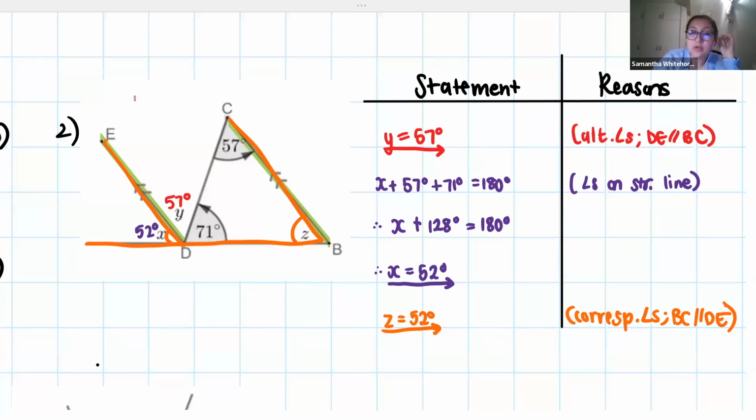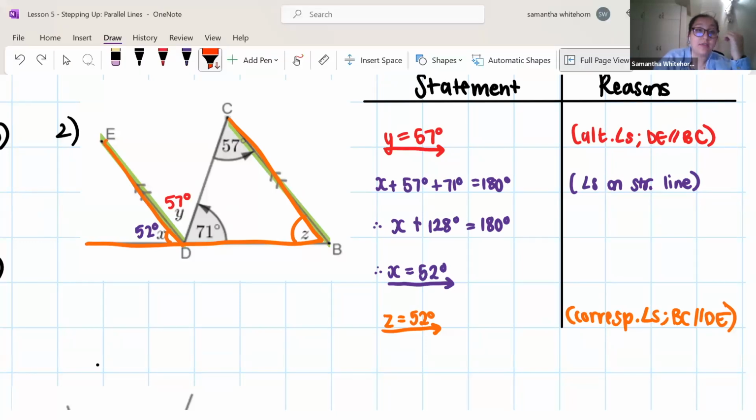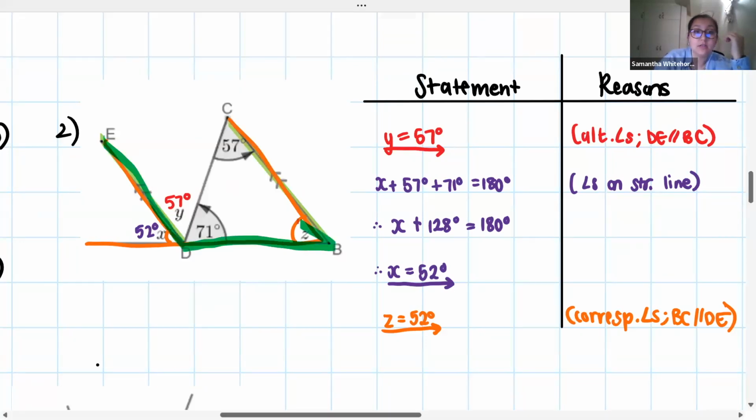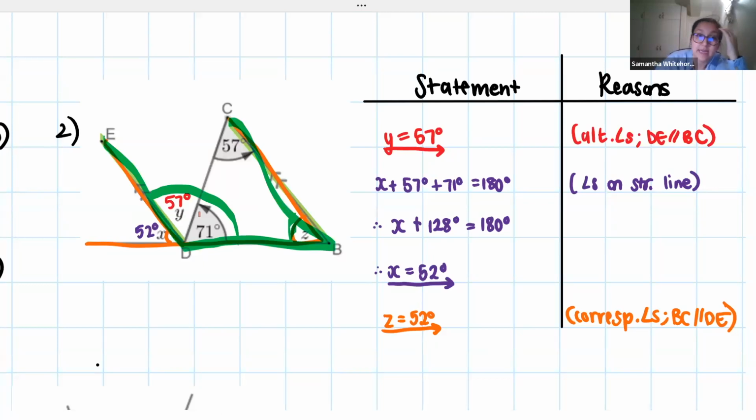Just be careful, z isn't equal to y. You could have, however, used co-interior angles and said that angle z plus y plus 71 must equal 180 because those are co-interior. So you could have used co-interior angles there, but remember y is not equal to z. z is equal to x.